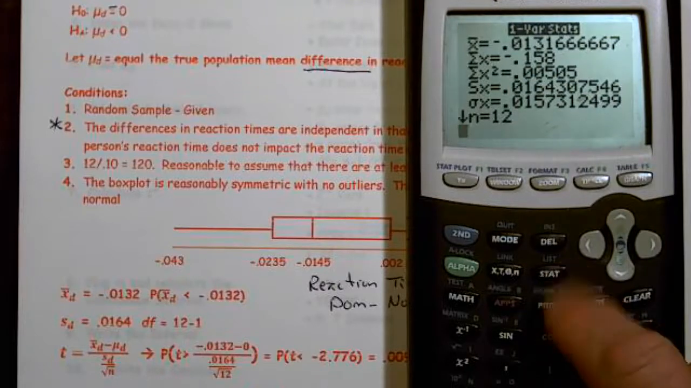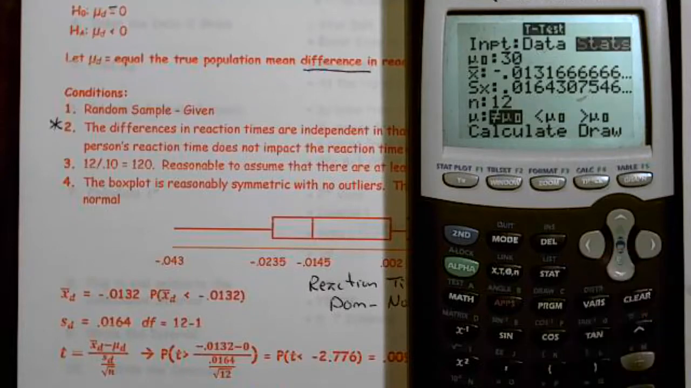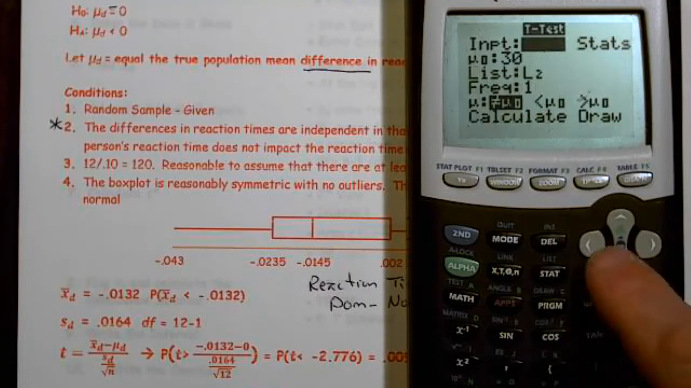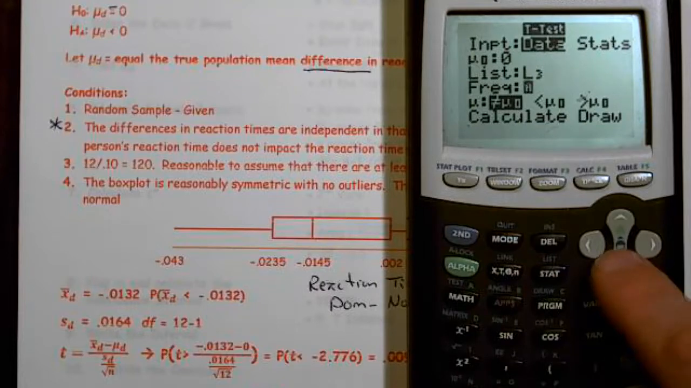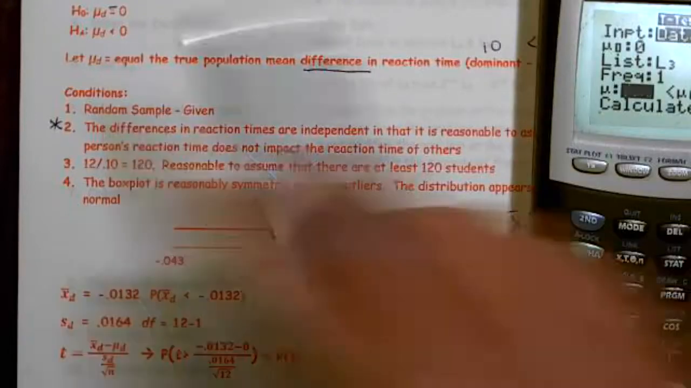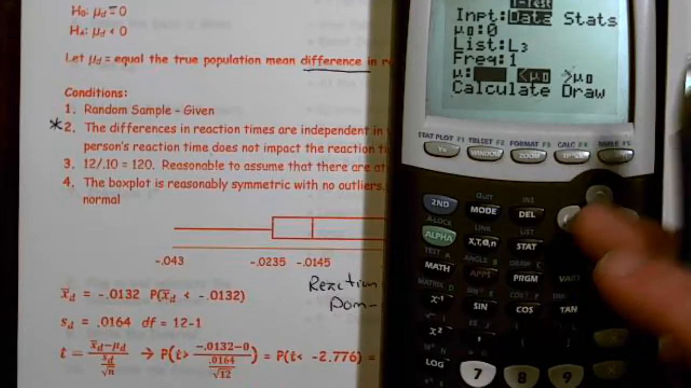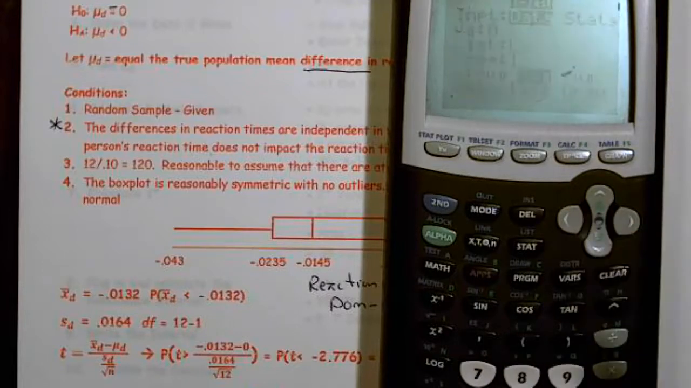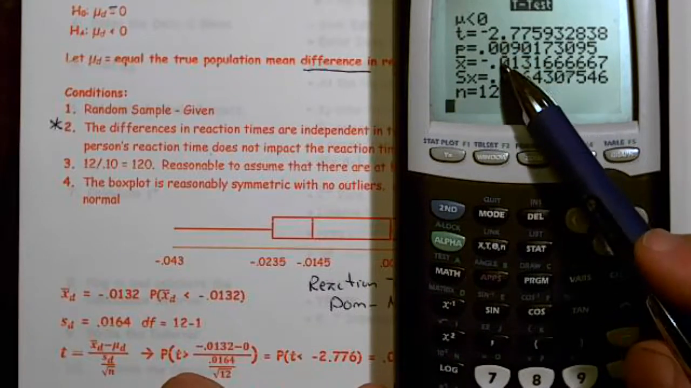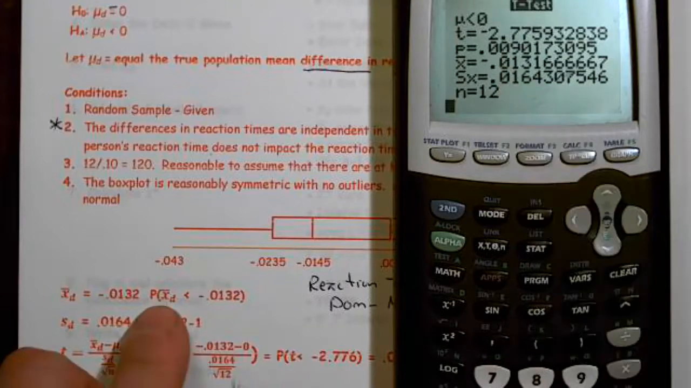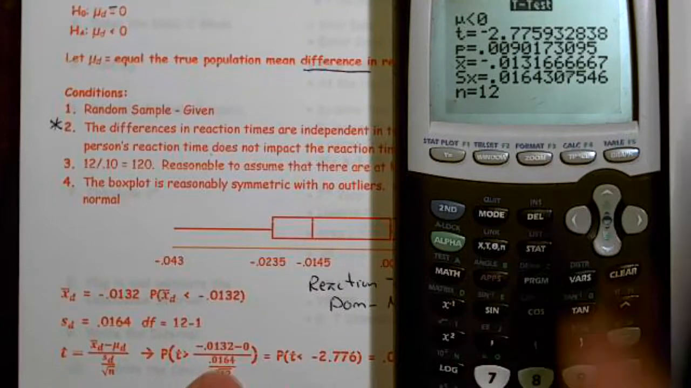I personally prefer to go ahead and run the test, so I'll go stat, test, and I get a t-test. I'm working with data, so data needs to be highlighted. My mean is 0. My list is L3, so second 3. And we said that our inequality is less than, so I need to make sure I have less than selected. Press enter. Oops. And then I need to calculate. And so there I get a bunch of information. Here's my t-statistic, my p-value, but that's my x-bar that I need. So I have negative 0.0132 minus the 0, which came from the mean. So there's my x-bar.